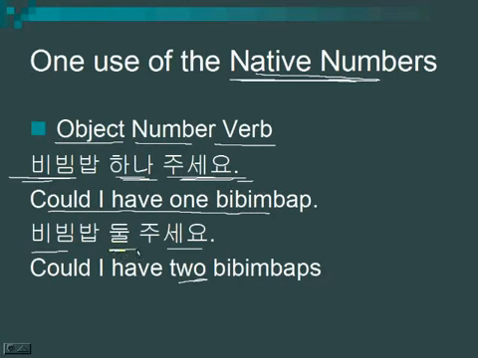If you want to say three, you say bibimbap 셋 주세요. 비빔밥 넷 주세요. That's four. Alright, so these native numbers: 하나, 둘, 셋. Alright. Object, number, verb.